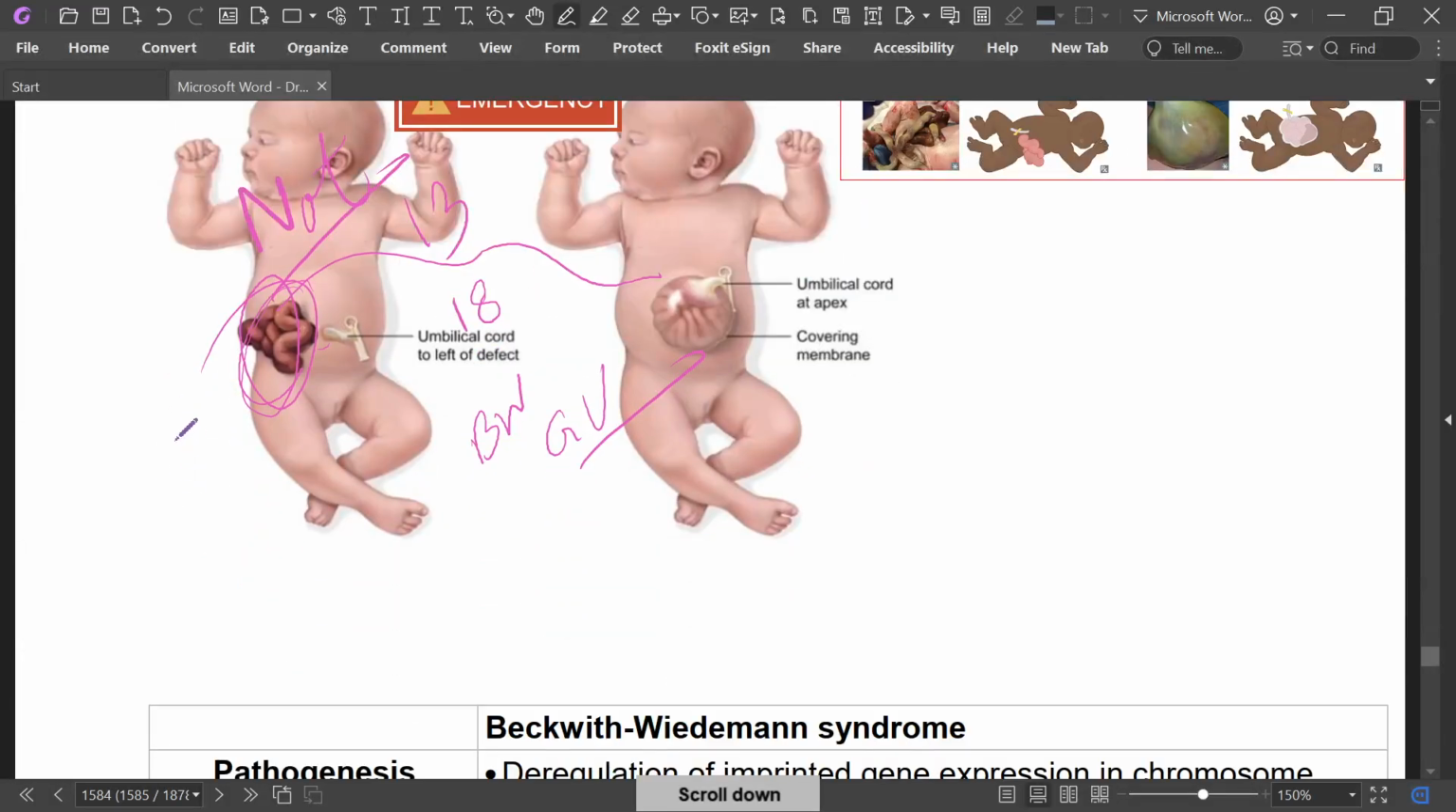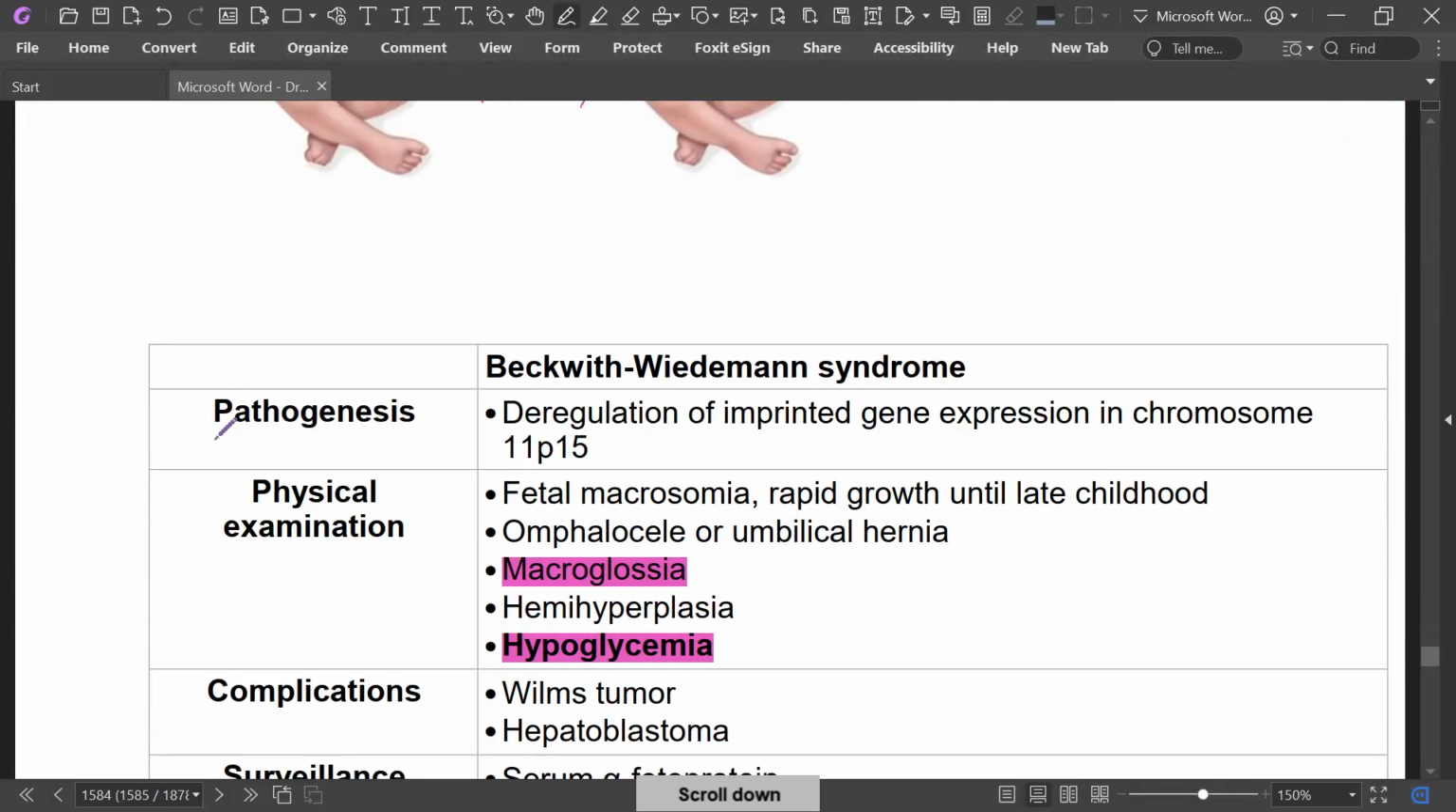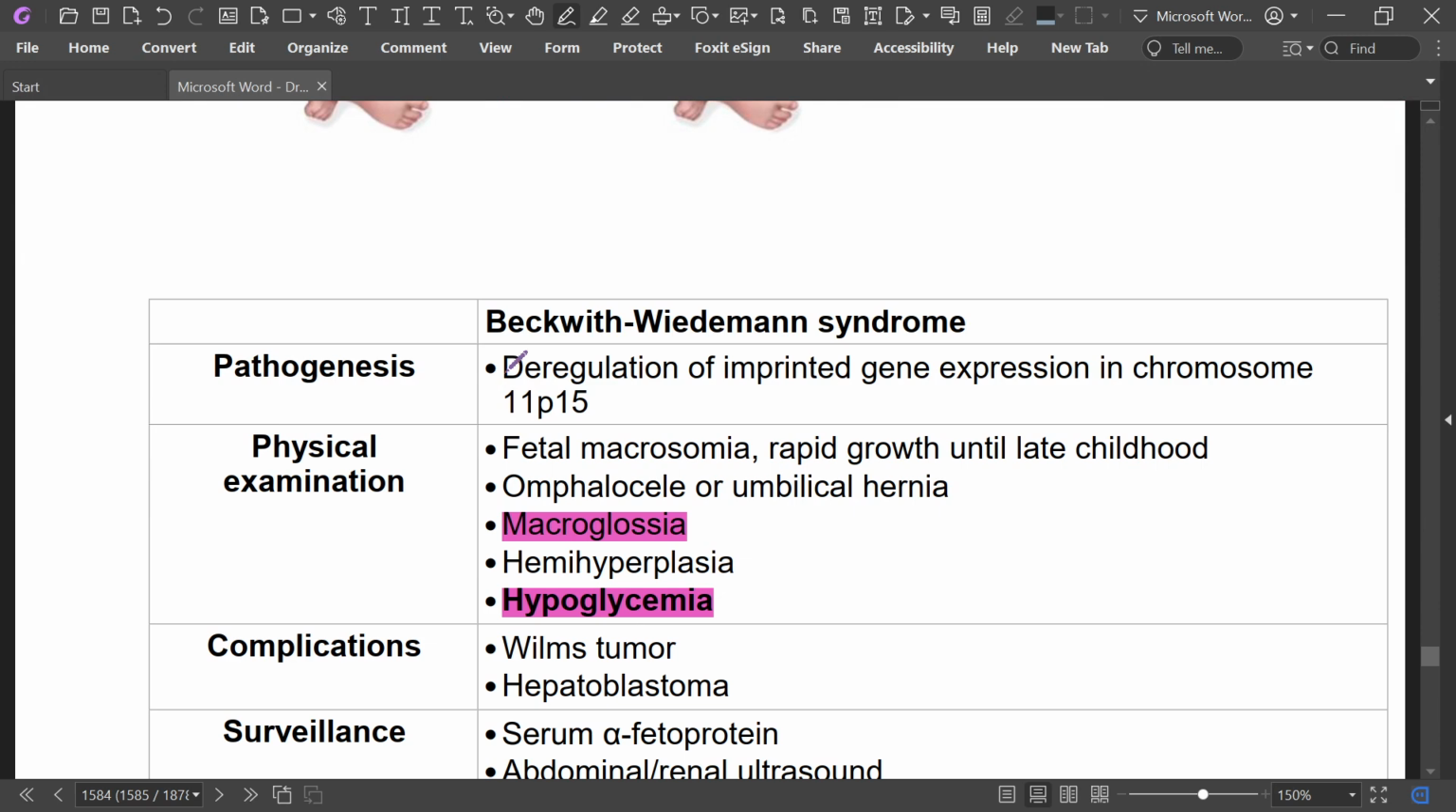Okay, now Beckwith-Wiedemann syndrome. This is Beckwith-Wiedemann syndrome. There is dysregulation of the imprinted gene expression in chromosome 11p15.